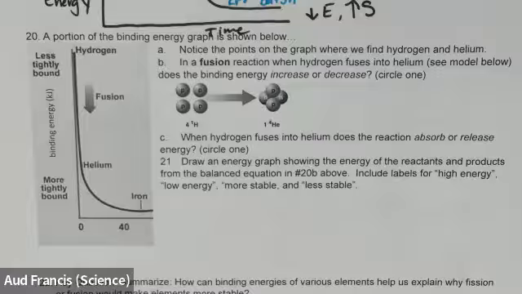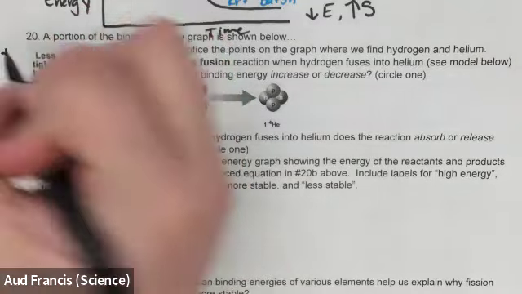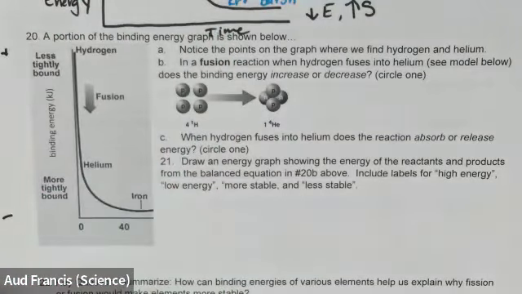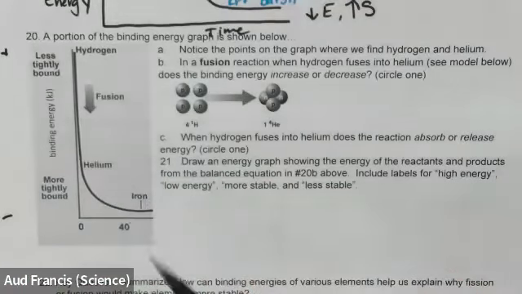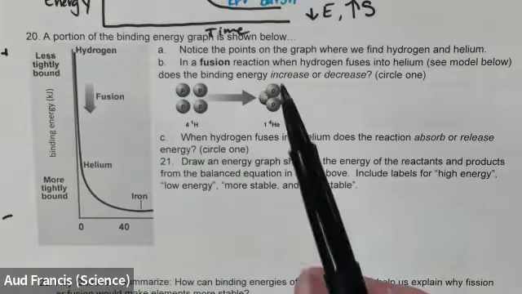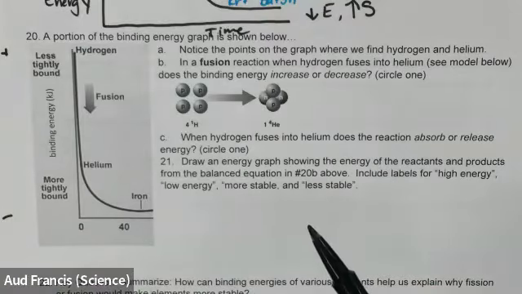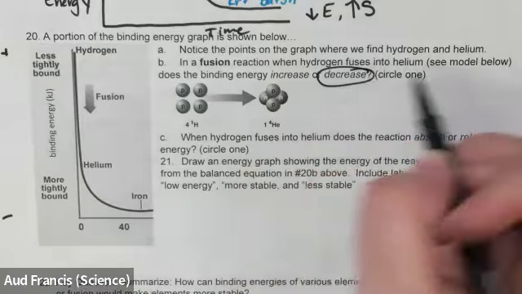For part B, in a fusion reaction, when hydrogen fuses into helium, looks like this, 4 hydrogens fuse into 1 helium. Is your binding energy going to go up or down? Some of you are thinking, lady, I have no idea. That's okay because you can read a graph. We know that this section is more positive, this section is more negative. So as you move down this chart, are you going to gain energy or lose it? You're going to lose it. So if you're losing energy, is it increasing or decreasing? Well, it's decreasing. Let's go ahead and circle that one.